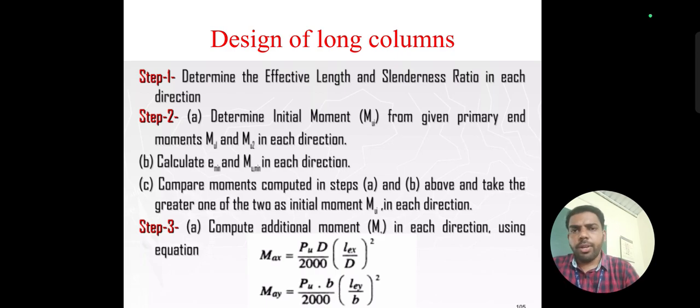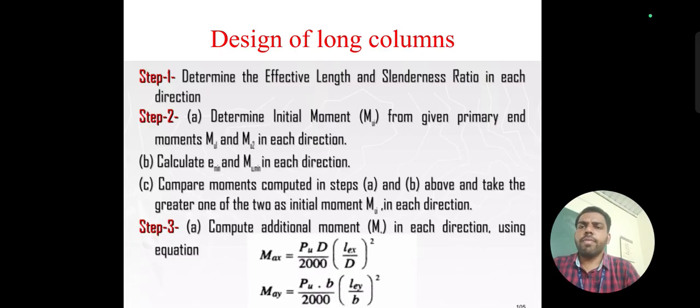Coming to long columns, what is a long column? Maintaining a slenderness ratio greater than 12, it comes under long columns. You also have to consider the x-axis and y-axis. From this scenario, stepwise you have to find out the design of columns.